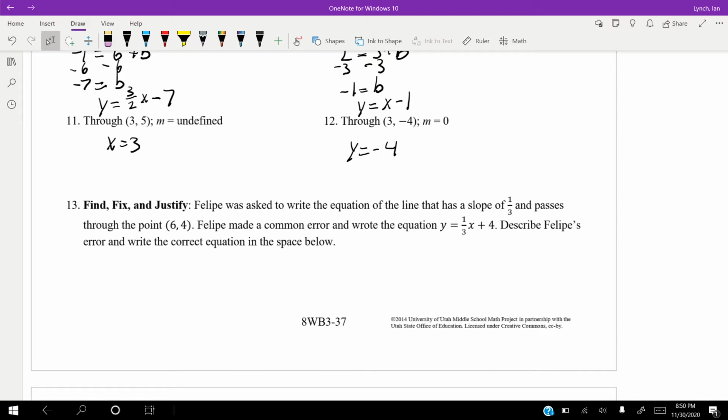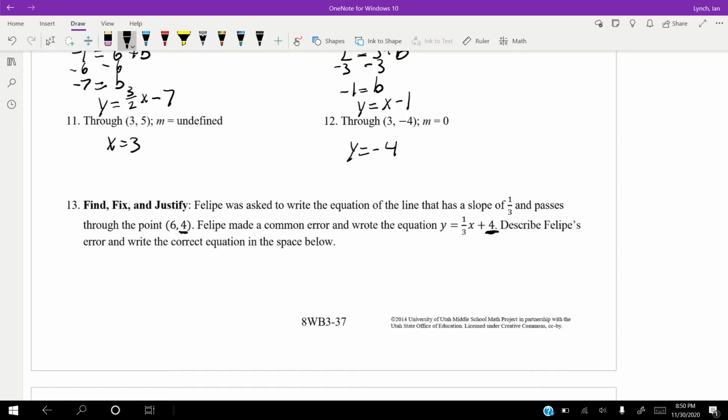Well, we can see that what he did is he took this 4 right here and just plopped it into the equation. Now that's a really, really common thing that a lot of people do. If you do that, don't worry. It's super common. It happens. It happens to the best of us.